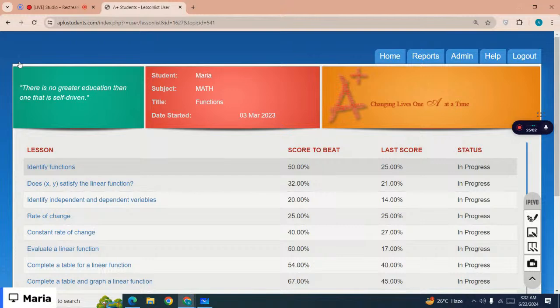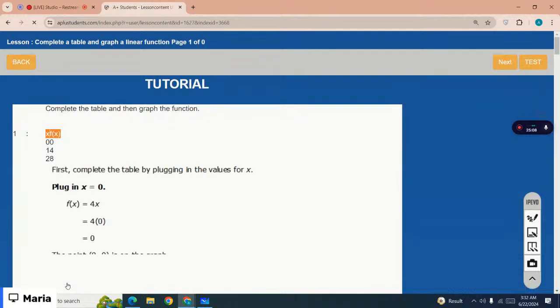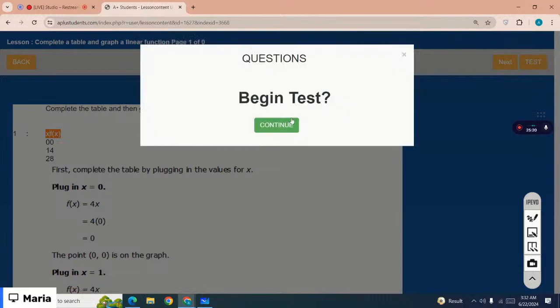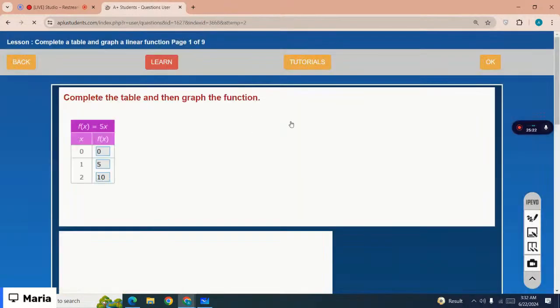The next lesson is complete a table and graph a linear function. You have to complete the table first, and we are already done. Like we just did in the lesson, complete a table, right? So we know how to complete the table. Basically, we're going to learn how to graph the function, right? Let's just start with the test questions. You can have a look at the tutorial by yourself. They are already solved. Complete the table and then graph the function. So the table is already completed. Let's see which is the correct option.